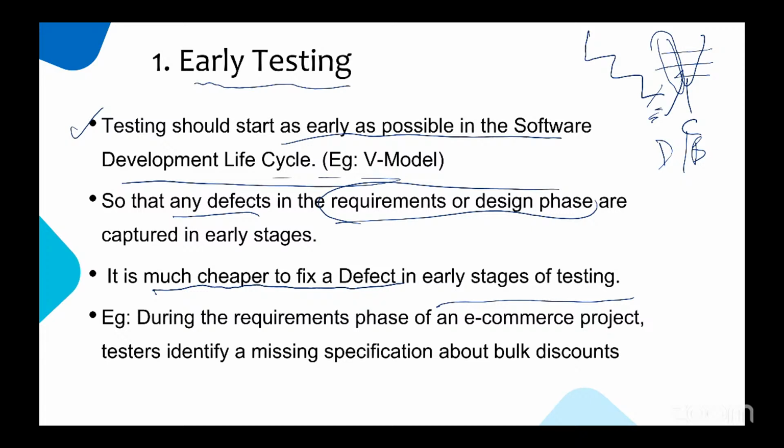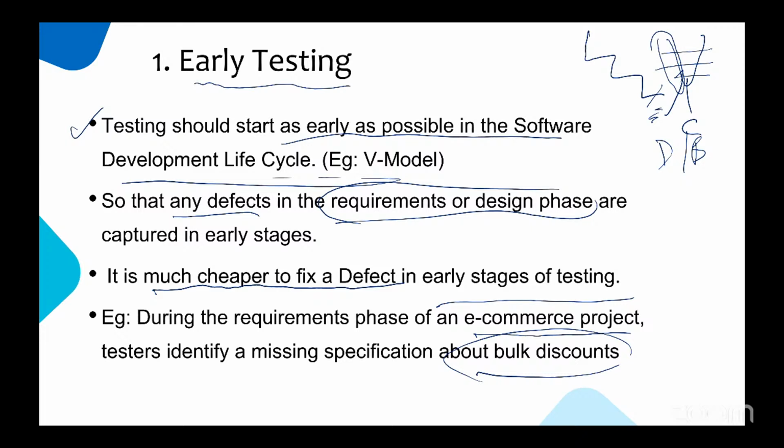One big example: during the requirement phase, let's consider an e-commerce site like Amazon or Flipkart. Now the testers identified a missing specification about the bulk discount. We may have multiple products, and for all of them you should have some discounts. Without discounts, no one is going to buy. So that one important requirement is missed.